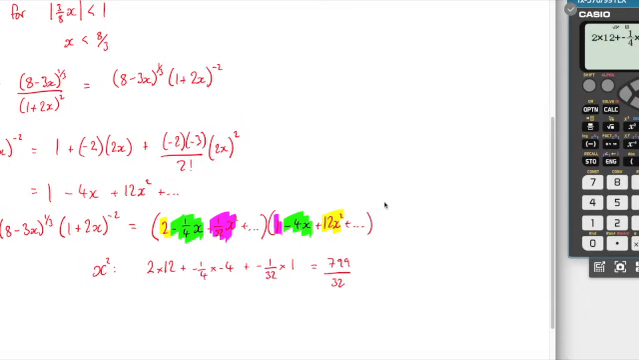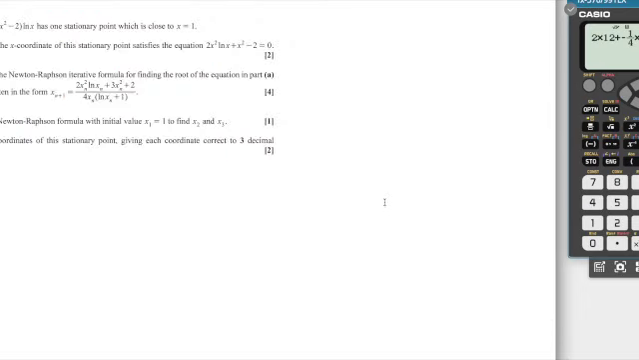All right, we are halfway through. Let's see what is next. The curve y equals x squared minus 2 multiplied by ln x has one stationary point which is close to x equals 1. So the x coordinate of this stationary point satisfies that equation.